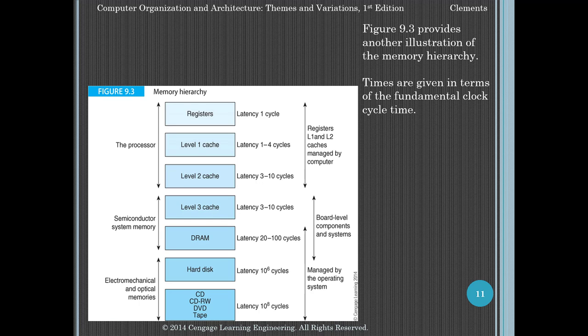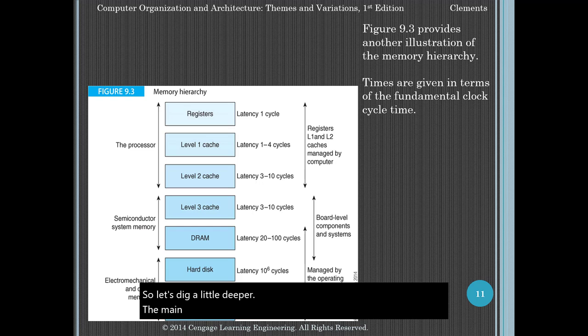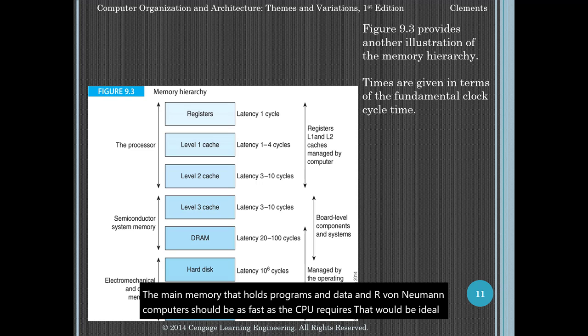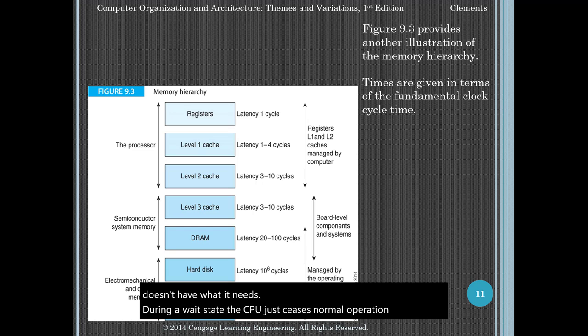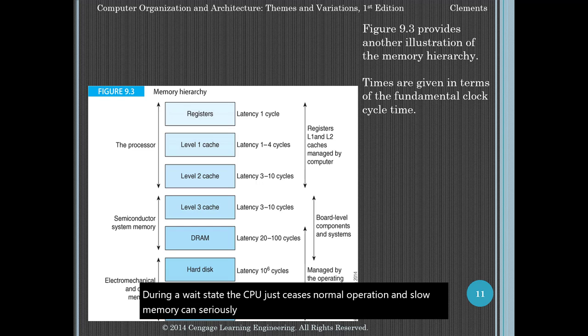So let's dig a little deeper. The main memory that holds programs and data in our von Neumann computers should be as fast as the CPU requires. That would be ideal, right? So if the CPU accesses data or an instruction and the memory can't supply it within the current cycle, the memory must return a signal telling the CPU to wait. A CPU waits by inserting idle or wait states in that machine cycle to prevent it from continuing on to the next operation because it doesn't have what it needs. During a wait state, the CPU just ceases normal operation, and slow memory can seriously degrade the performance of your computer because you're just sitting there doing nothing for long periods of time.